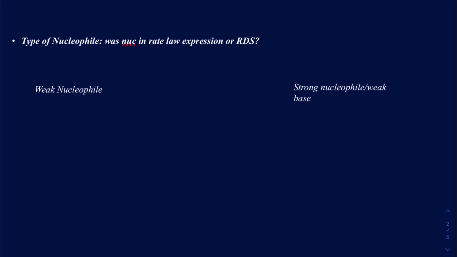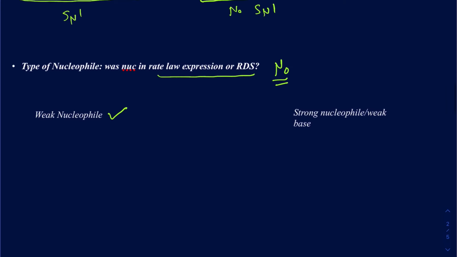Now, as far as your SN1 reactions go, the question is, was the nucleophile in the rate determining step, or did you write the nucleophile in the rate law expression? And the answer is no. You did not have the nucleophile in the rate determining step, so it's okay to have a weaker nucleophile for these SN1 reactions. Some examples of weaker nucleophiles are H2O, CH3OH, some of these neutral compounds, and so on.